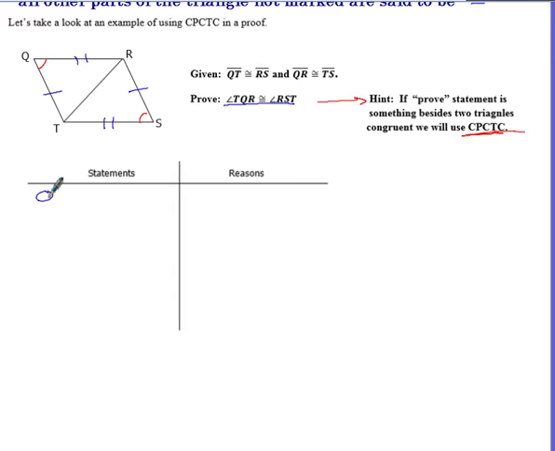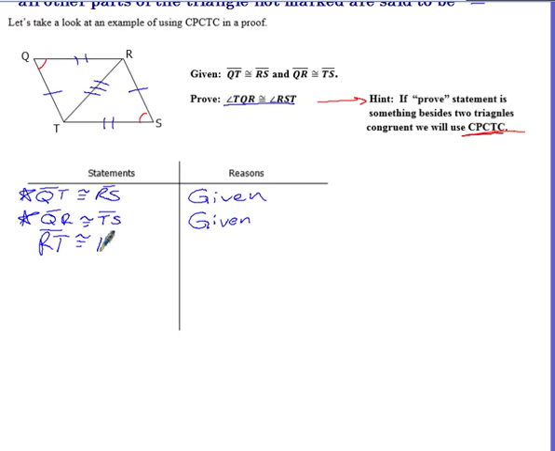So we're going to state our givens first. We have QT congruent to RS. That gets a star. That's a given. We have QR congruent to TS. That gets a star. That's a given. And then remember, we're looking for that third star, third congruency statement. So where do we get that? We get that from our shared side. Boom. So we can say RT is congruent to RT. That's a star. So why do we say that? We say that because of reflexive property.